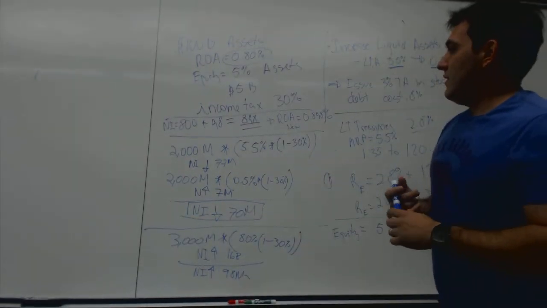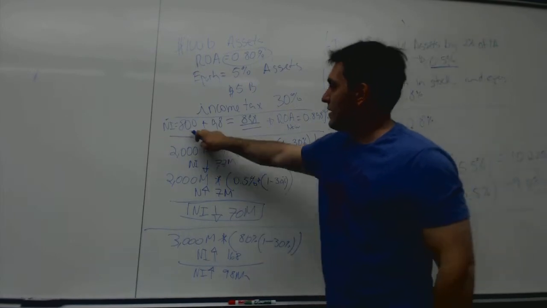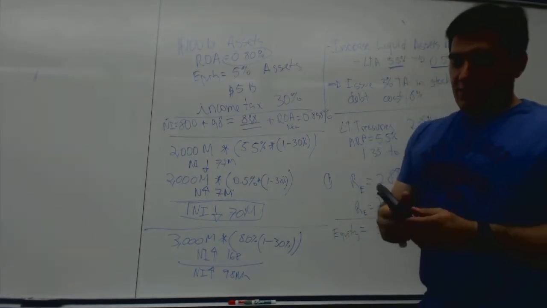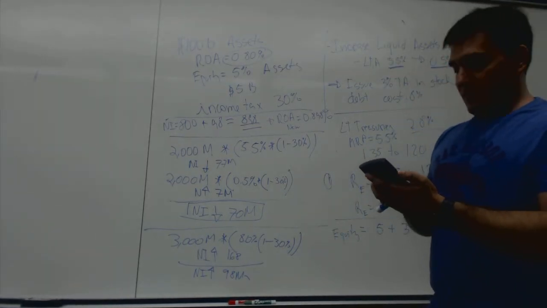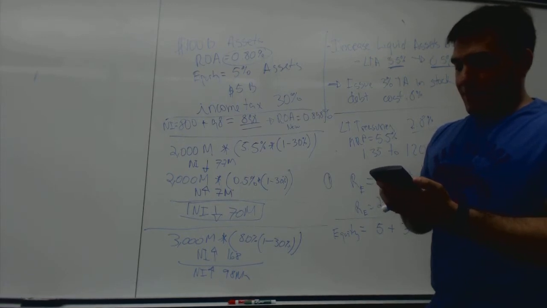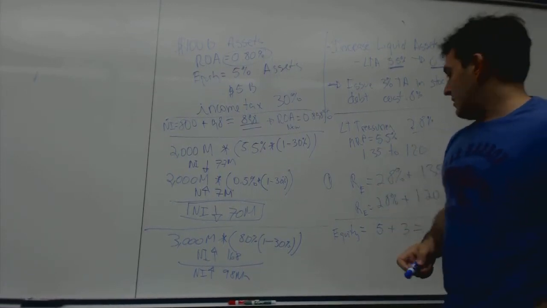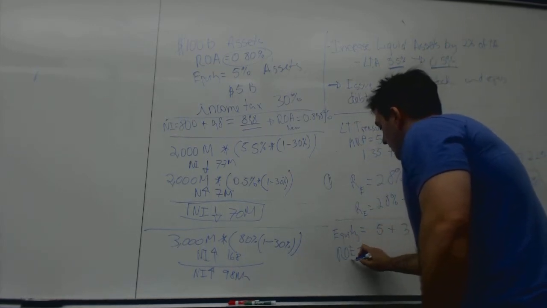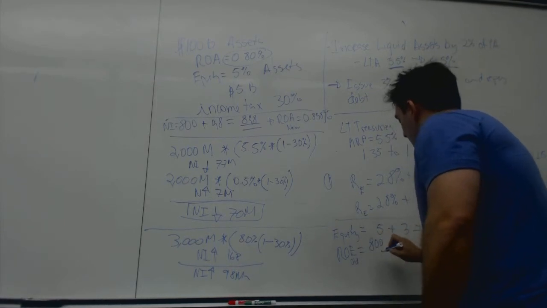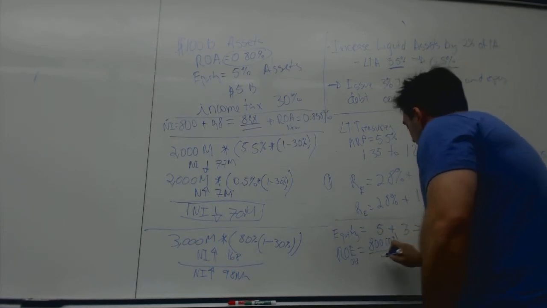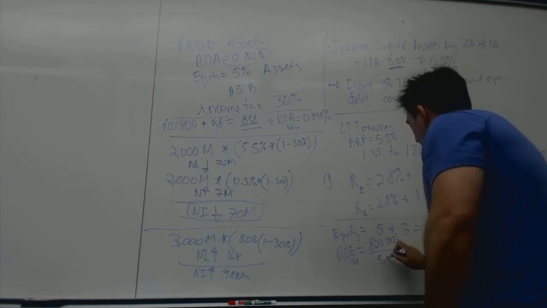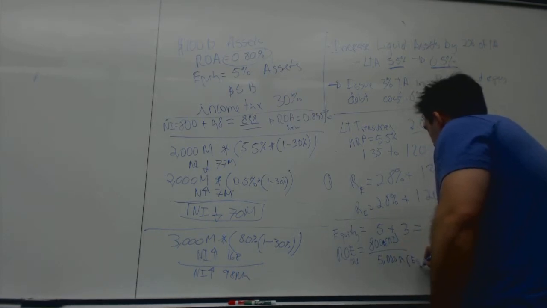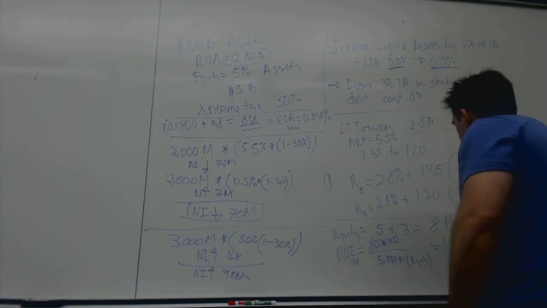What about return on equity? Well, initially we had 800 million of net income and 5 billion in equity. So our initial return on equity, 800 divided by 5,000, was 16%. Return on equity is equal to 800, this is net income, divided by equity, 5 billion, this is in millions, and this was equal to 16%.